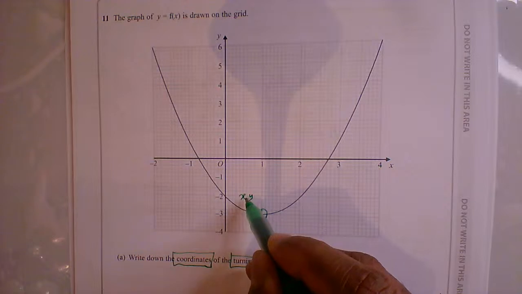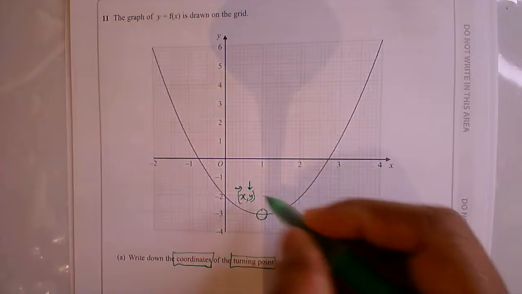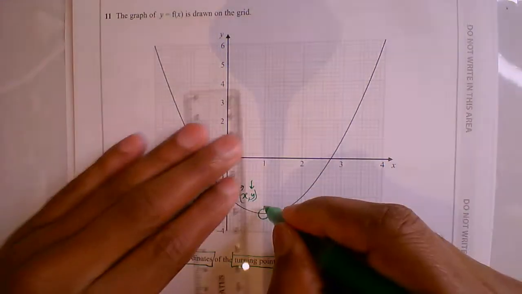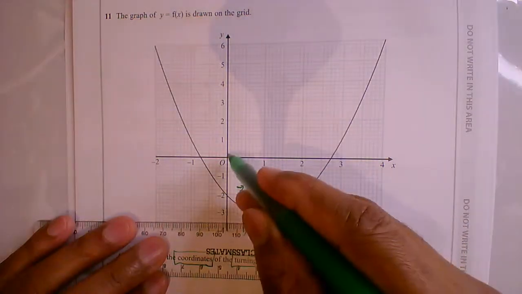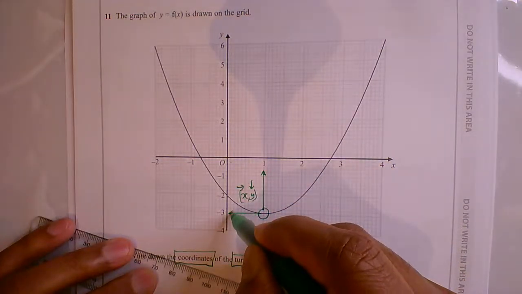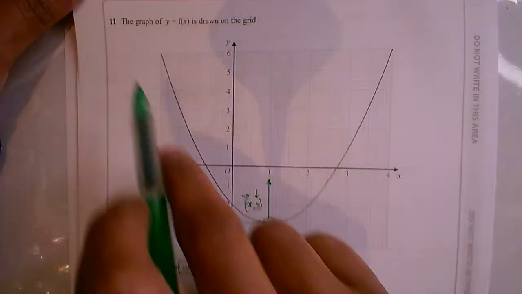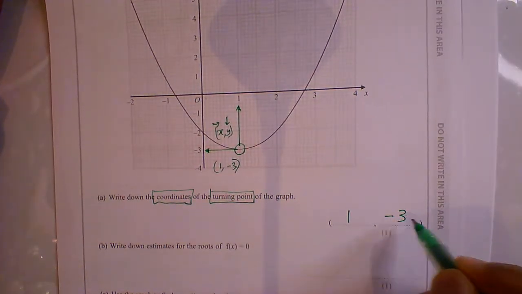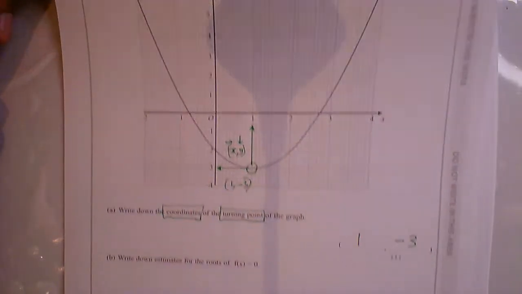Coordinates are x, y. So along the corridor, up or down the stairs. So here you can see along the corridor, this is 1. So along the corridor 1, down the stairs is minus 3. So that's a nice easy mark. So you can see question 11 is literally taking me a few seconds to do. 1, minus 3. Okay, I could have got bogged down with those other questions, but I didn't. I'm going to go back to them later. Right, let's look at part B.